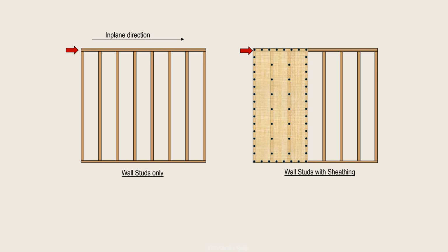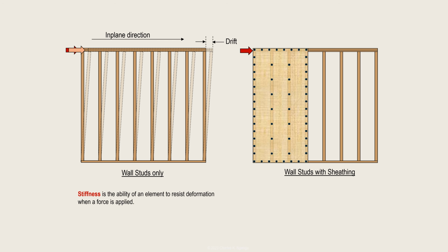We have used the term stiffness extensively to describe wall bracing. Stiffness is a very important metric in the overall evaluation of elements resisting seismic loads. Stiffness is the ability of an element to resist displacements when a force is applied. A stud wall without any bracing elements has very little in-plane stiffness and strength. Therefore, if a relatively small force is applied to a stud wall without sheathing, the studs will deflect significantly.